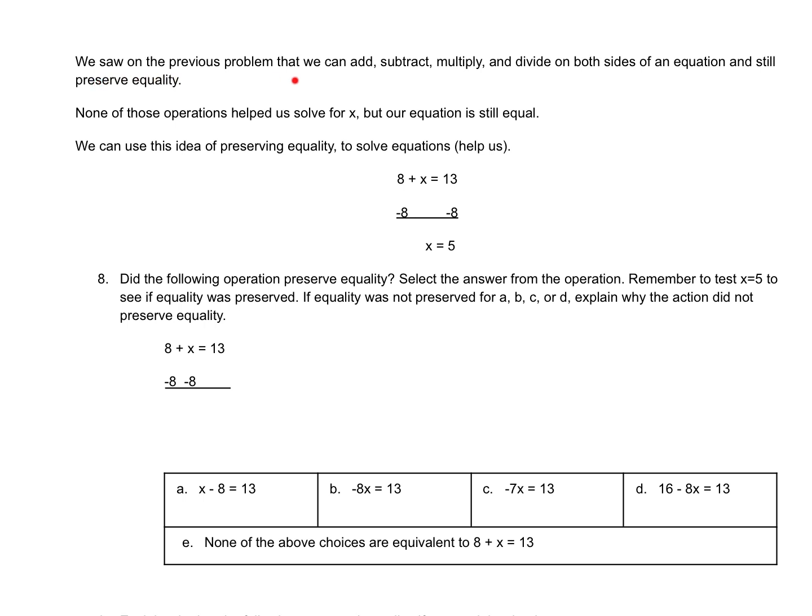We saw in the previous problem that we can add, subtract, multiply, and divide on both sides of the equation and still preserve equality. I know those operations helped us solve for x, but our equation was still equal. We can use the idea of preserving equality to solve equations that actually help us. For example, 8 plus x equals 13. I can subtract 8 from both sides, and notice I get x equals 5. That's how I can solve a problem.